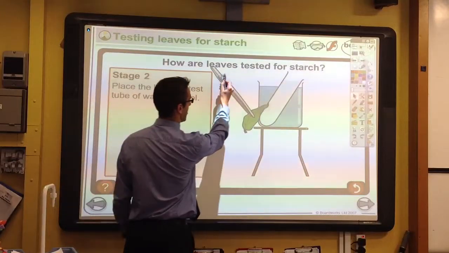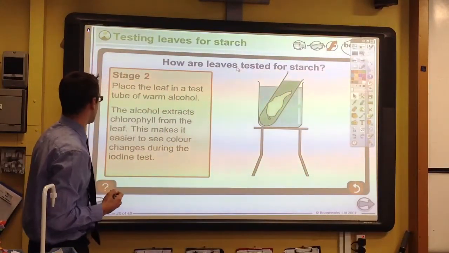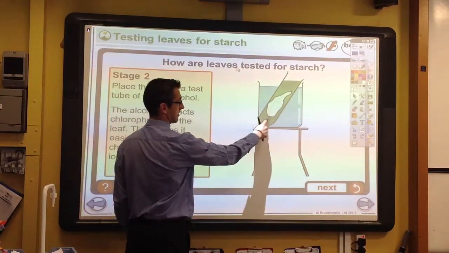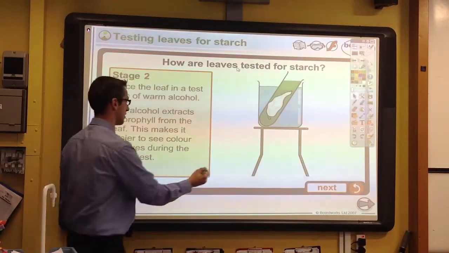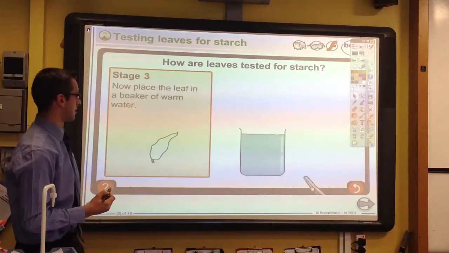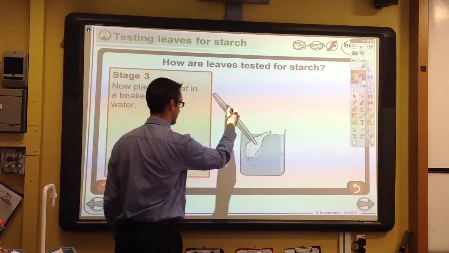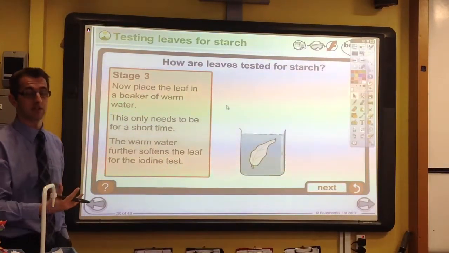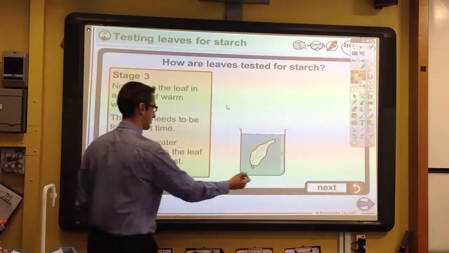And we pick up our now boiled leaf and put that into the warm ethanol, and that now extracts the chlorophyll. You can see the chlorophyll from inside the leaf has come out into the ethanol surrounding it. We can now take that leaf and rinse it off in some warm water again, and that will go on to allow more softening of the cell walls, allowing greater access for the iodine once again.